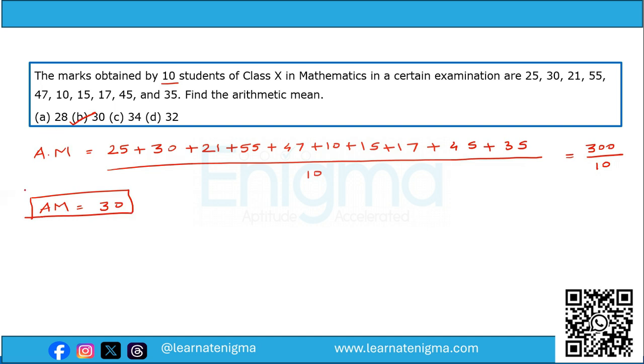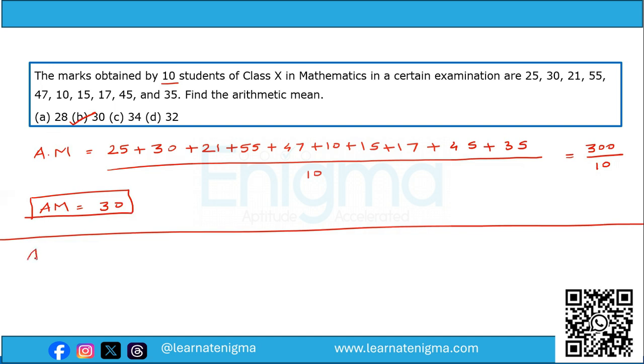Another way of doing this question is by assuming an average. Okay. So let's assume the arithmetic mean or average as 25. Now what we have to do is subtract 25 from all these individual values. Now you can assume any number here. I have randomly picked up 25. So similarly, you can pick up a random number and you have to subtract that random number from all these things, add the differences and divide it by 10.